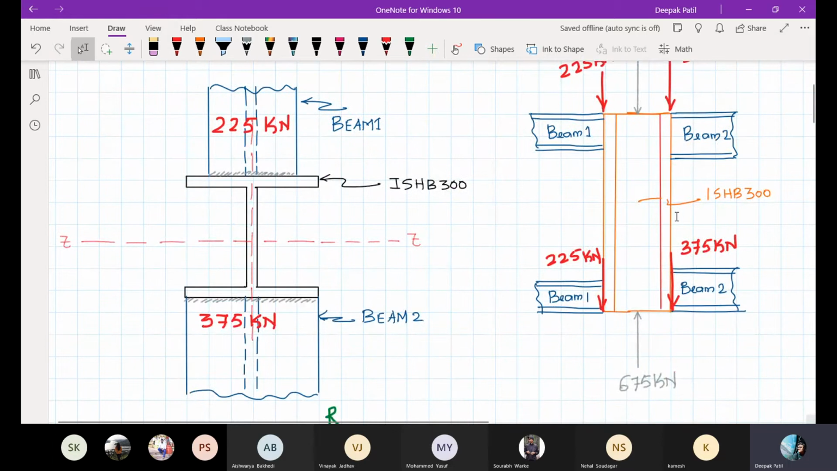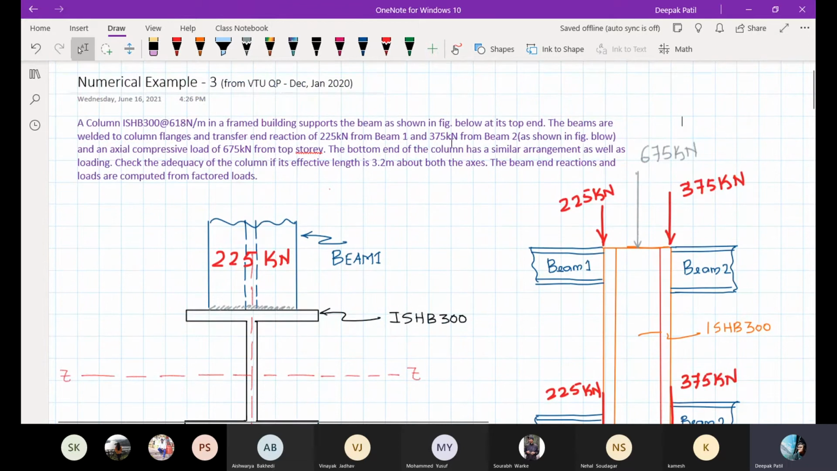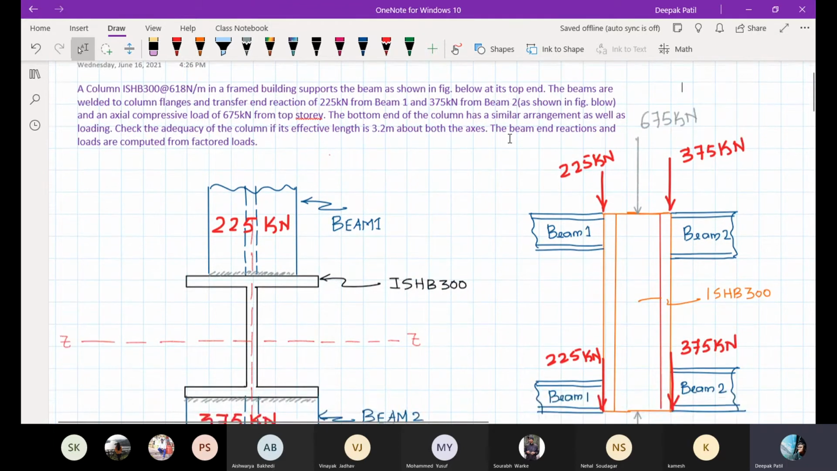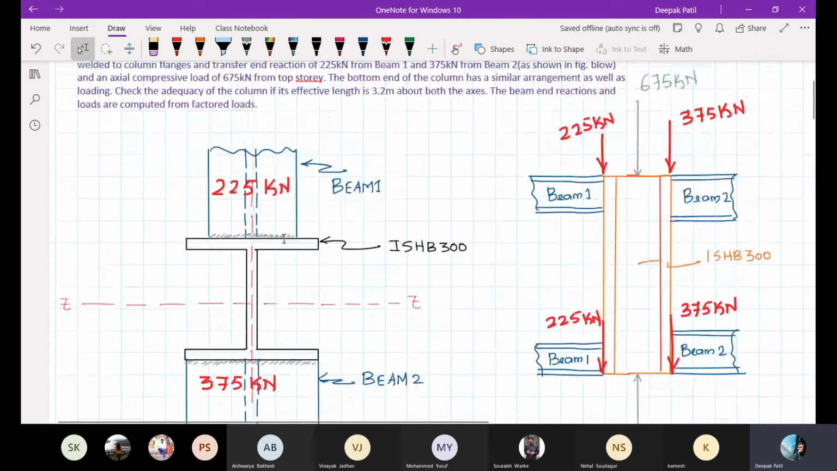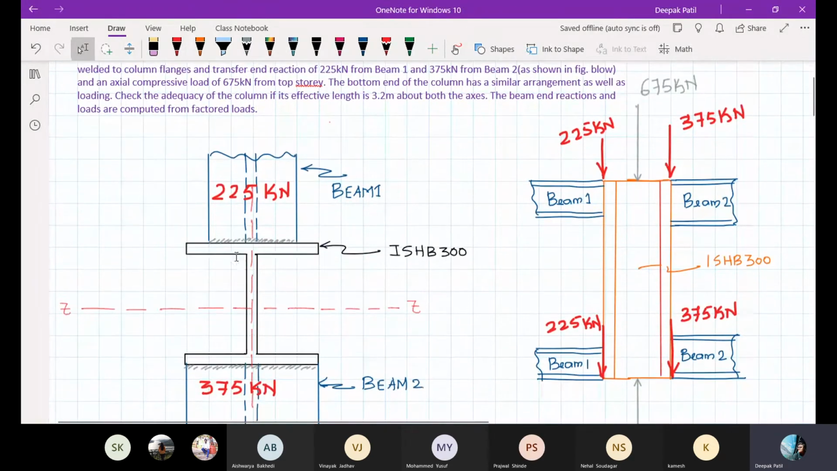Okay, don't look at this figure now. I will explain it to you, but only this figure is given in the question paper. Figure below. This is the top end of the column. The beams are welded to the column flanges. You can see here, this is ISHB 300, that is the column.